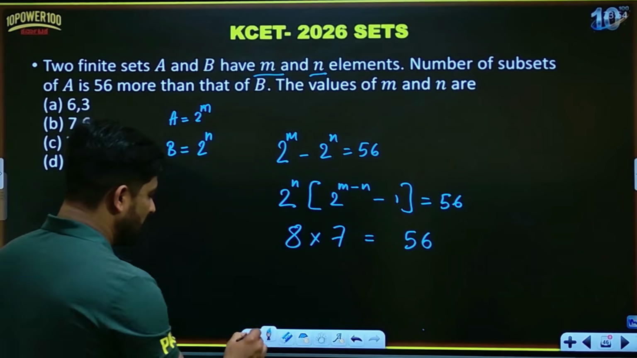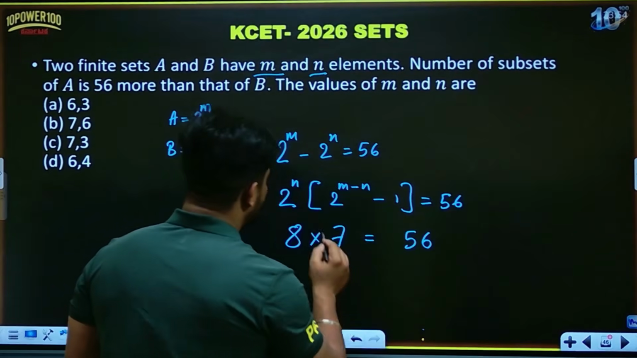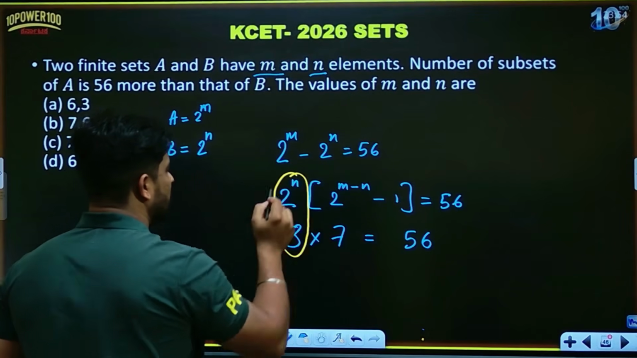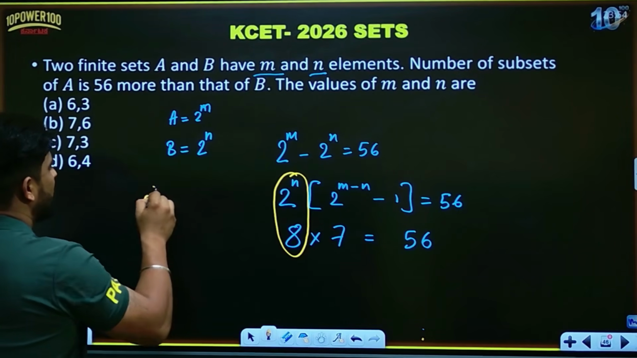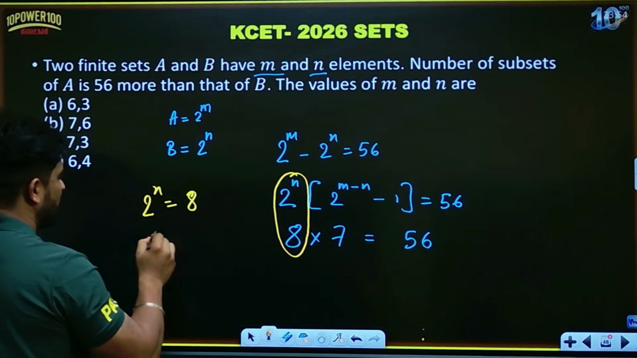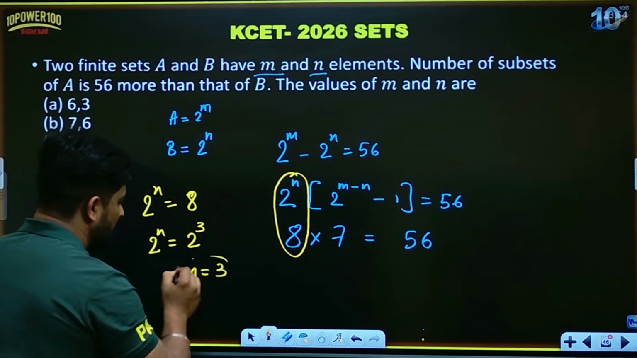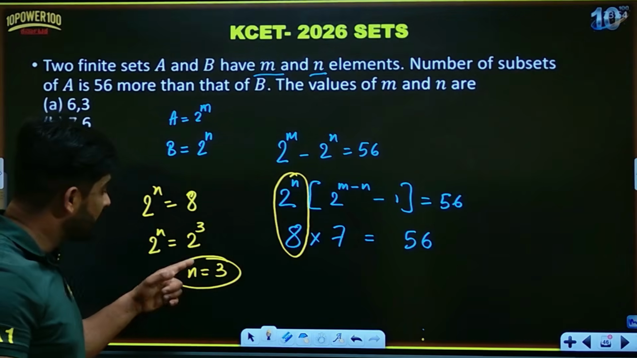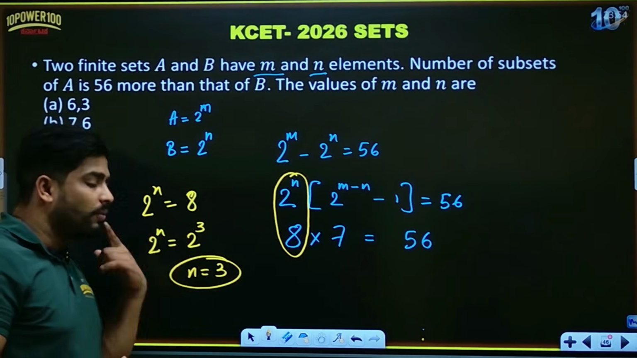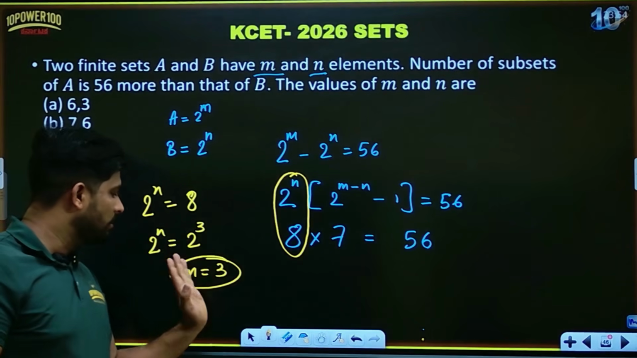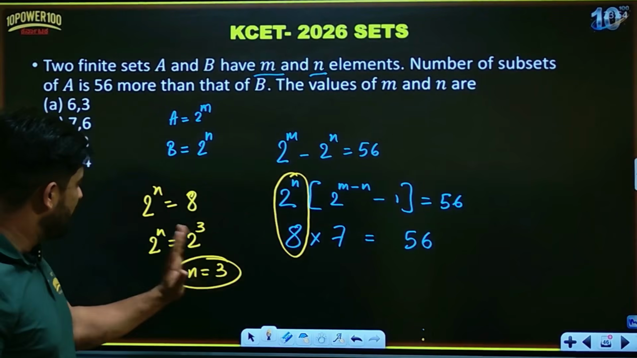Why am I taking 8 and 7? Because 8 is a power of 2, so I can compare with this. So 2 to the power n is equal to 8, so 2 to the power n is equal to 2 to the power 3. So I got the n value as 3. These calculations are very, very important. So 2 to the power n is equal to 8, so n is equal to 3.